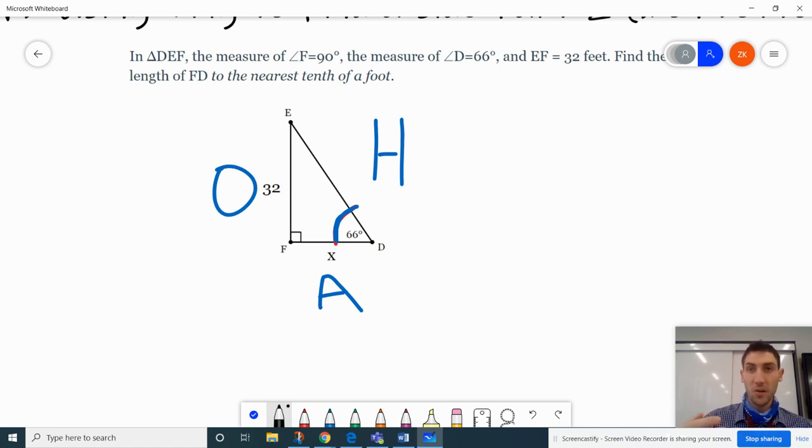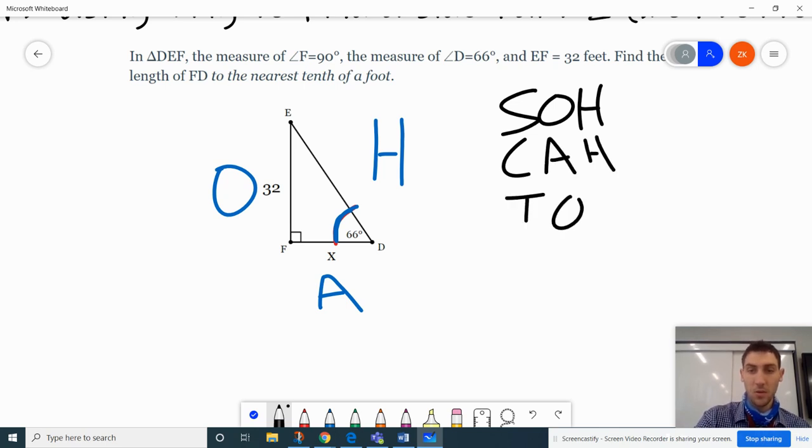From here, we can use our SOHCAHTOA, our way to remember sine, cosine, and tangent. SOHCAHTOA. S stands for sine, C stands for cosine, T stands for tangent.